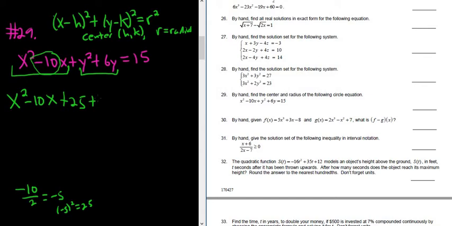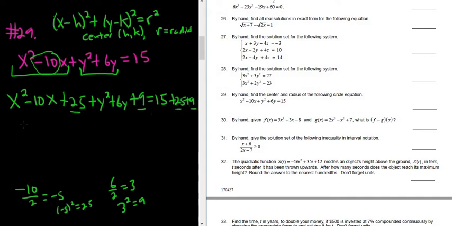So plus y squared plus 6y. And again, you can do it in your head. 6 over 2 is 3. 3 squared is 9. Boom, there it is. I'll write it down here. Here you have equals 15. And then you add the 25 and the 9 to the other side as well. What you do to one side, you have to do to the other. So you have to add it to both sides.